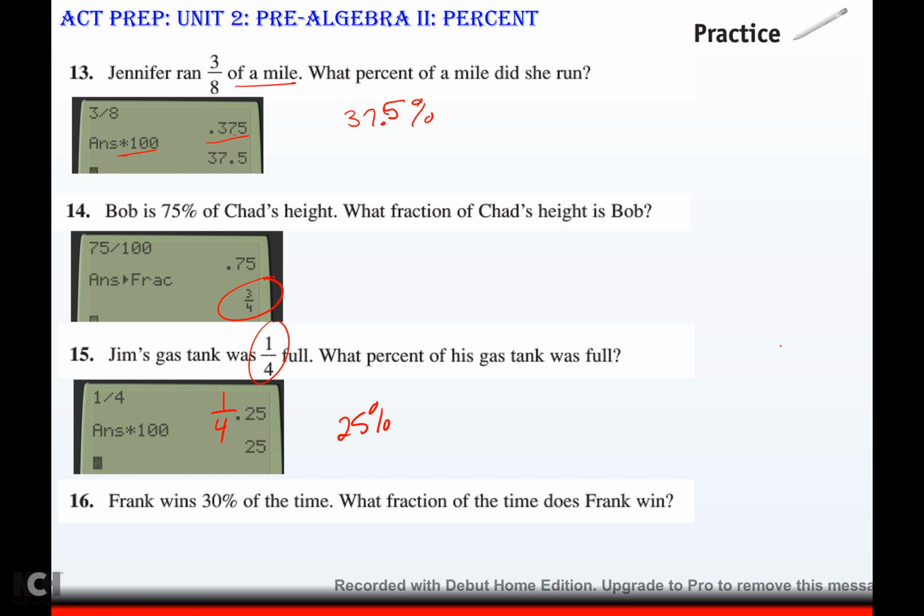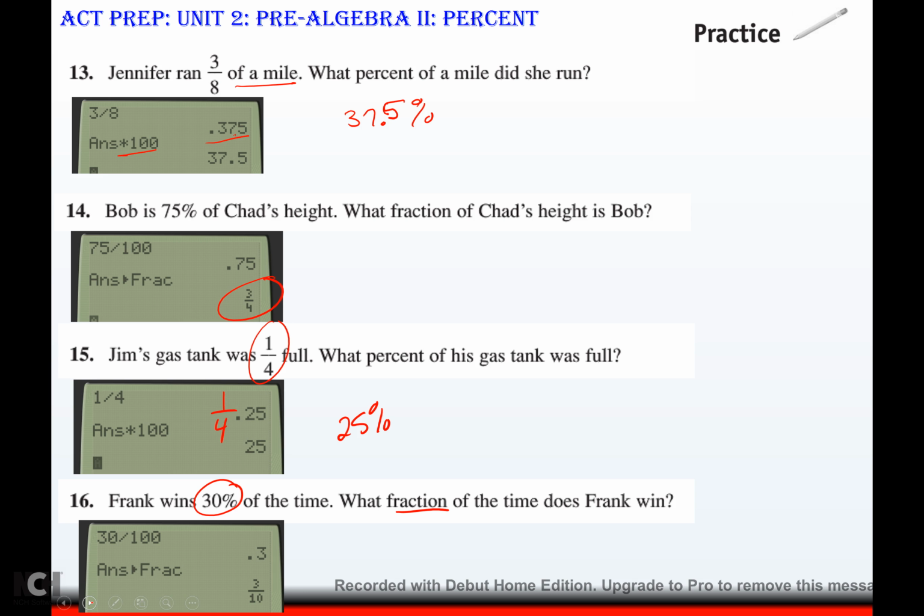Frank wins 30% of the time. What fraction of the time does Frank win? They're telling me to take 30% and turn it into a fraction. So I divide by 100, which is 0.3. Then Math, Enter, and I get 3/10. Okay.